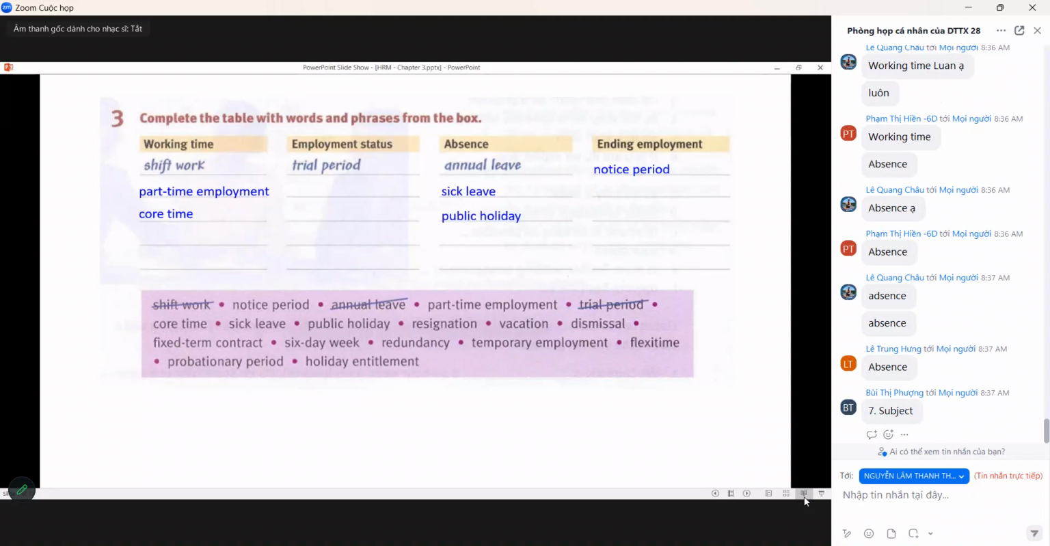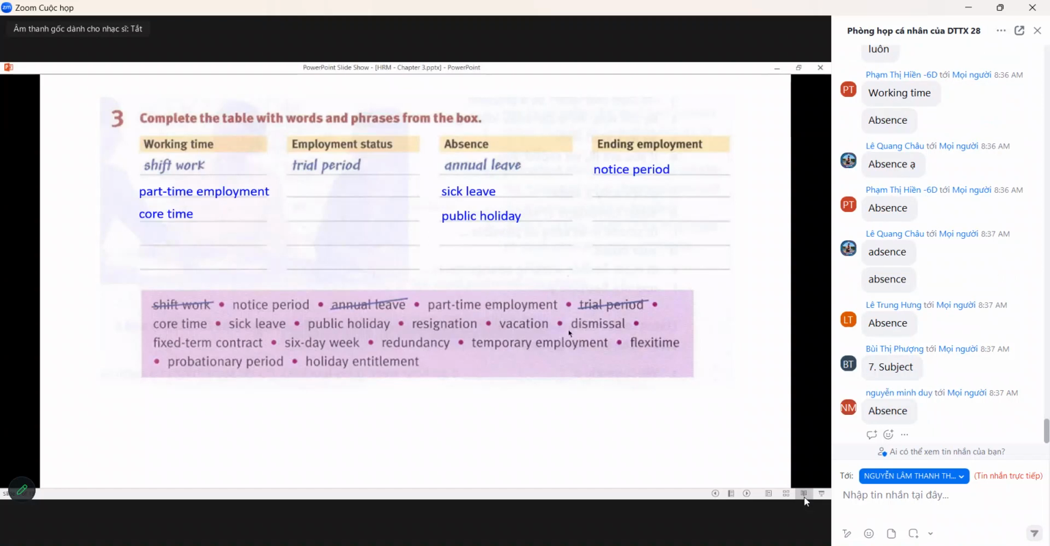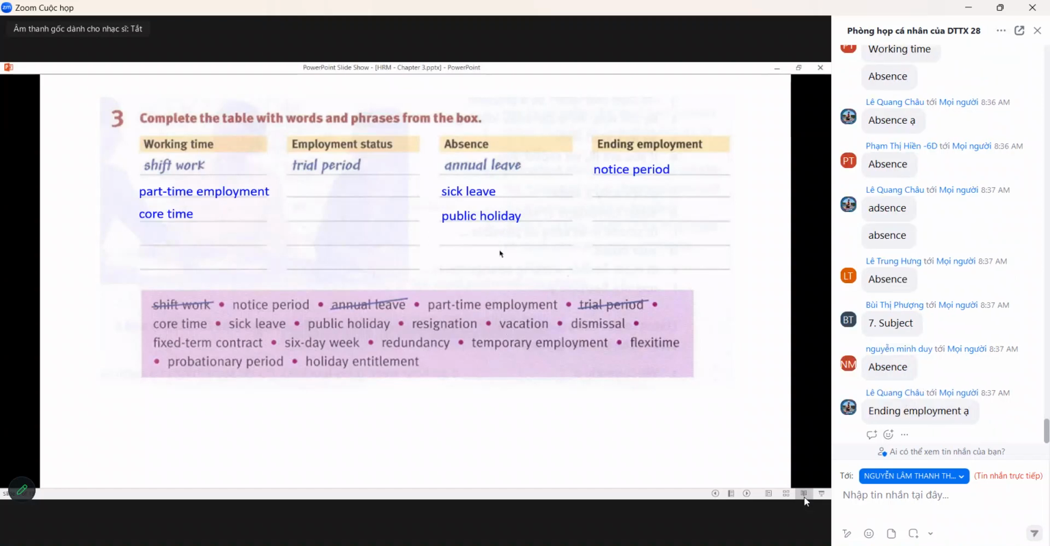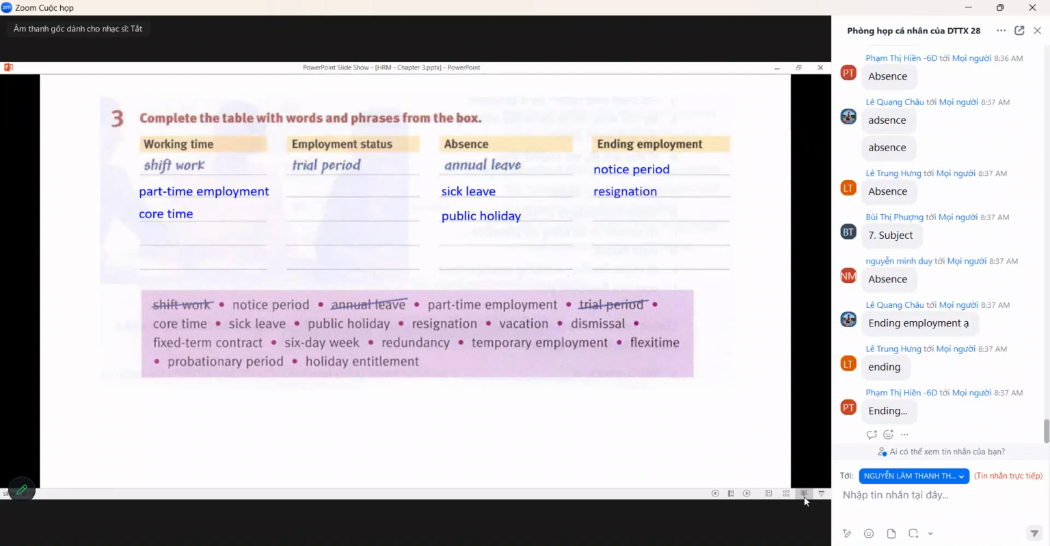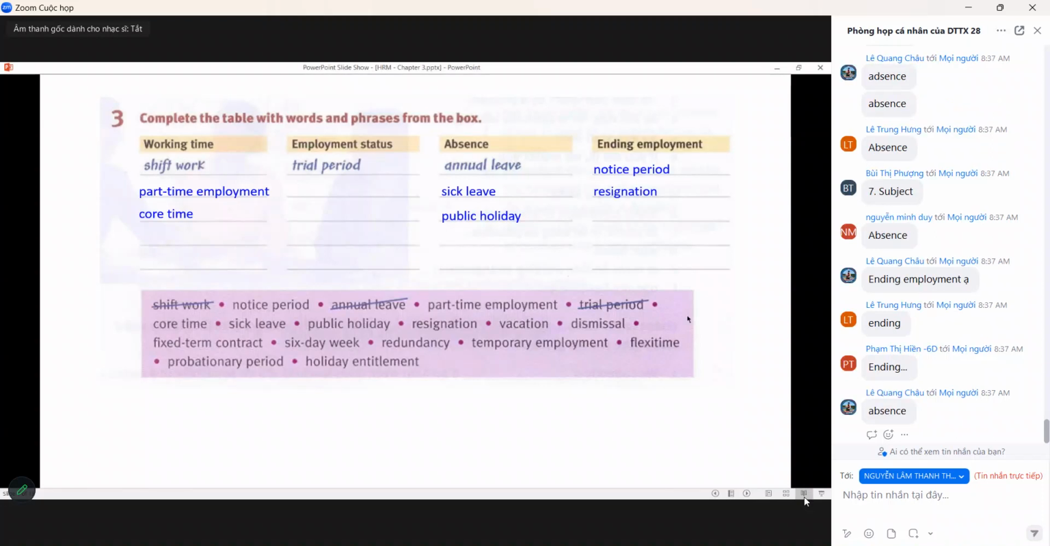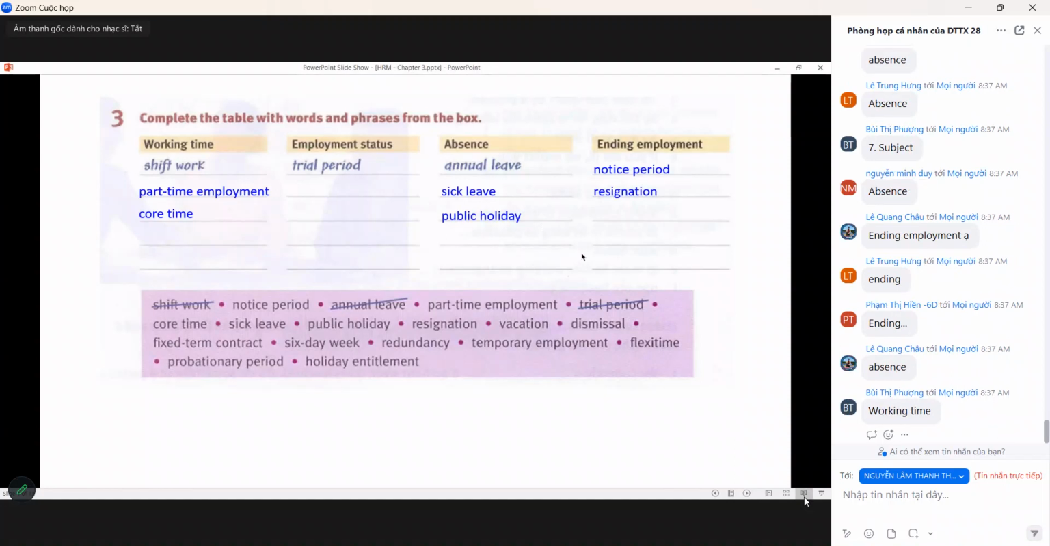Resignation. Resignation. Ending employment. Đúng rồi nha. Resignation belongs to ending employment. How about vacation? Absolutely. Dismissal. What? Absence? Are you sure? Ending? Yeah, ending employment is better, right? Here, dismissal. Fixed term contracts.